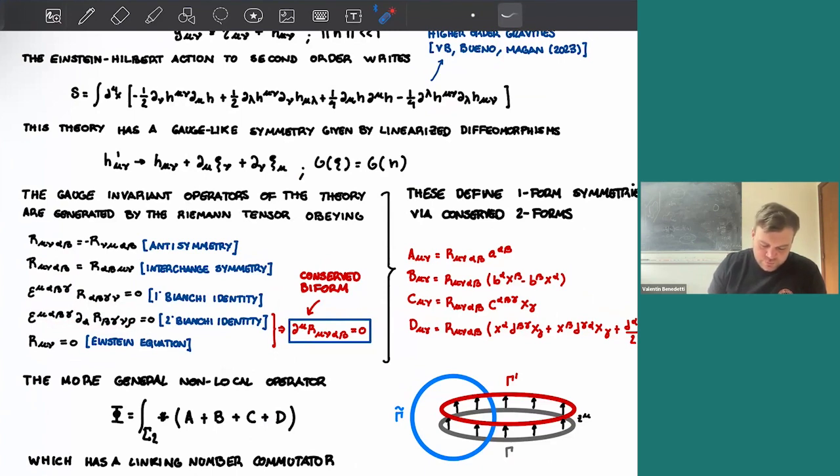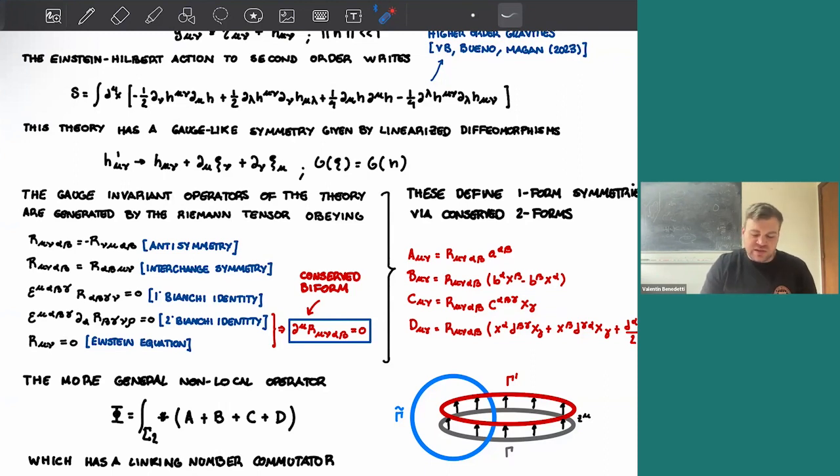And in this case, the trace is zero, namely the Ricci tensor is zero because of the Einstein equation. So if we combine this second Bianchi identity with the Einstein equation, we get that the Riemann tensor is conserved. It's a biform, in the sense that it's a form in these two indices and in these two indices. So we know that the Riemann tensor is conserved on shell, which implies that the exterior derivative of the dual of the Riemann tensor must be zero, namely this one here. And that allows us to understand this theory as a theory with one-form symmetries.